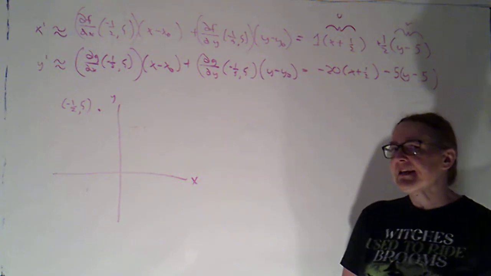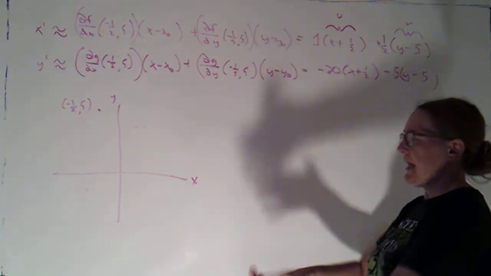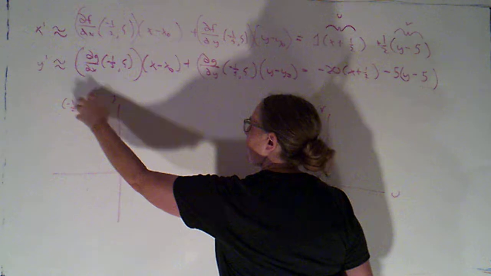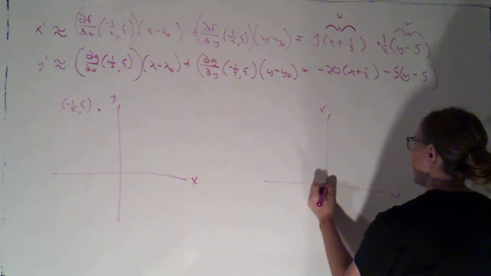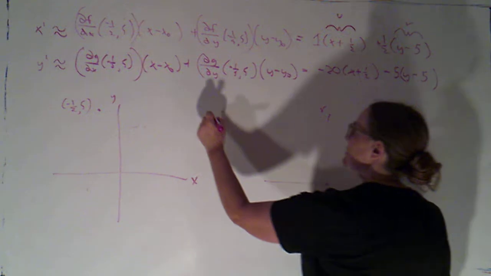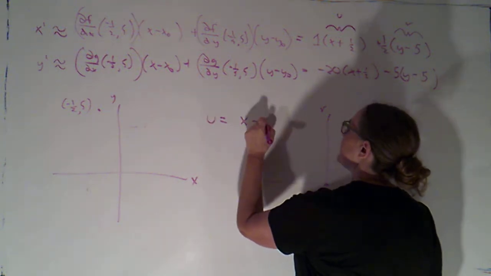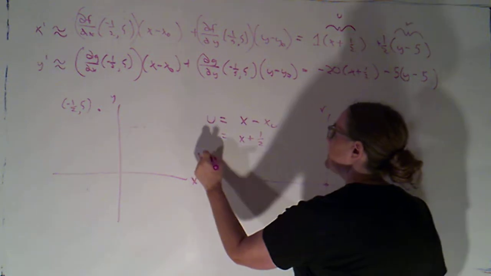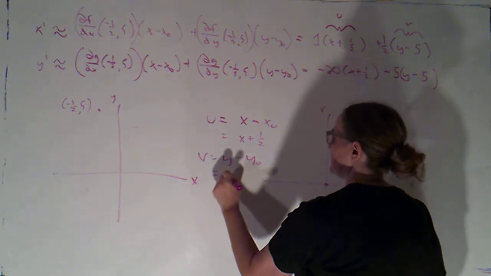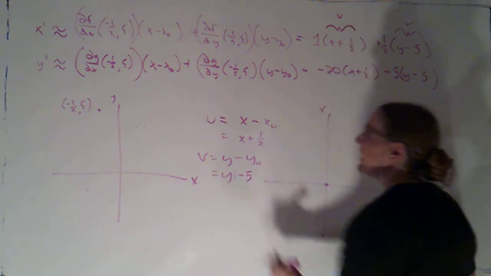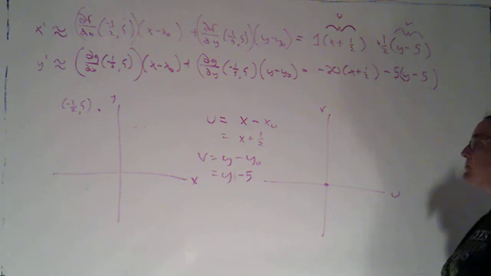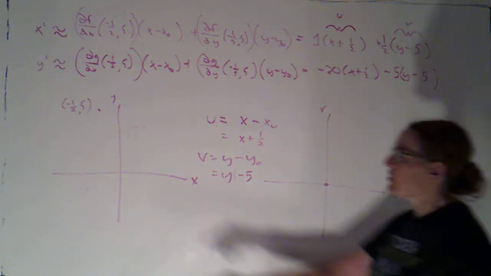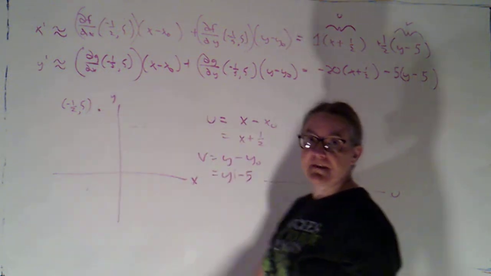So what I'm going to do is pick things up and move them. I'm going to do a change of variables to the UV plane. I'm going to pick that point up, and move it here, and put it smack dab at the origin. I'm going to do that by letting u equal x minus x naught, which in this case is just x plus a half, and v equal y minus y naught, which in this case is y minus 5. So I'm just picking it up and moving it. So 0, 0 on this picture corresponds to -1/2, 5 on this picture.